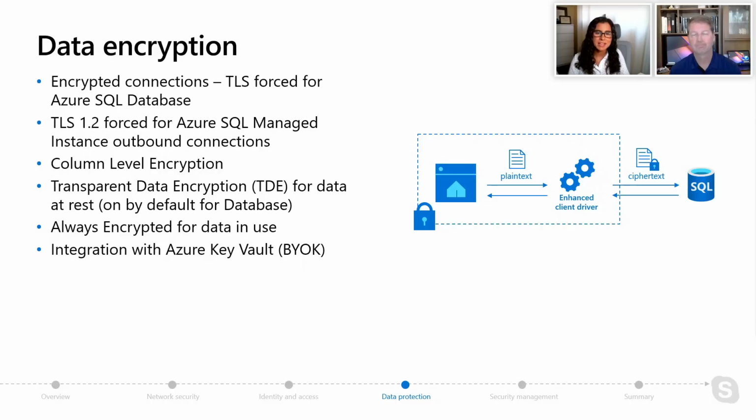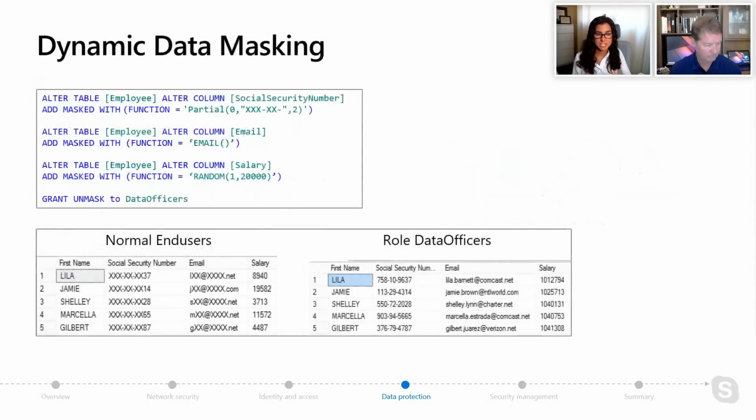Thanks, Bob. Now, as we continue to talk about data protection, there's this concept called dynamic data masking. And this is a SQL concept. This exists in SQL Server today. And basically, the idea is that not everyone should be able to see sensitive data. So you want to be able to mask data to specific users or roles that should not have access to it. But you also want to unmask data for roles or folks that do need to be able to see that data.